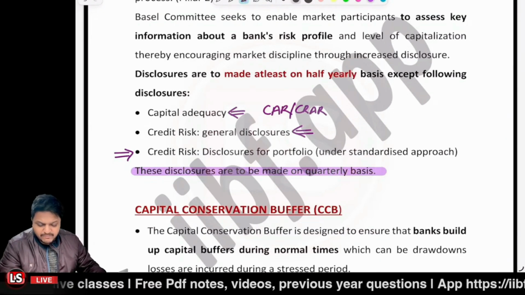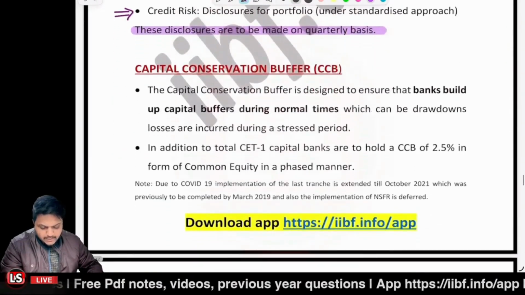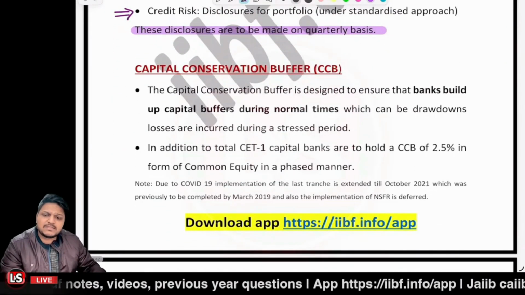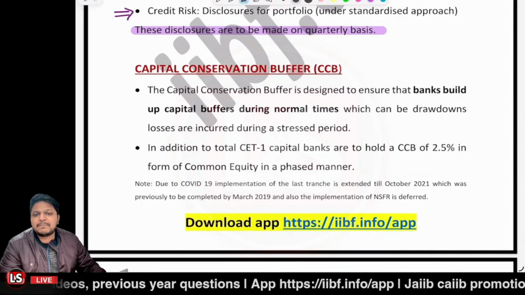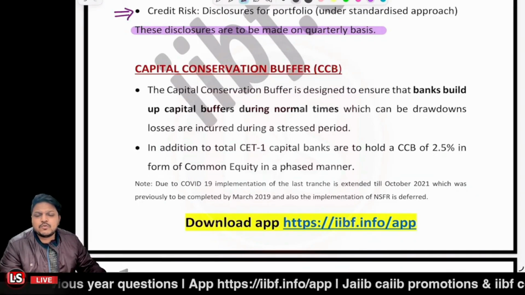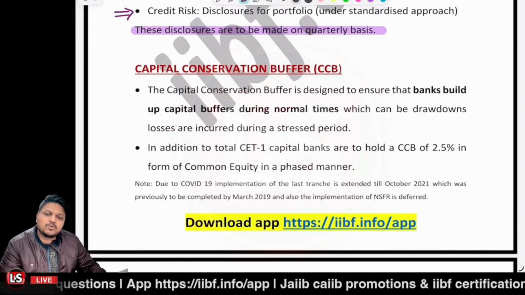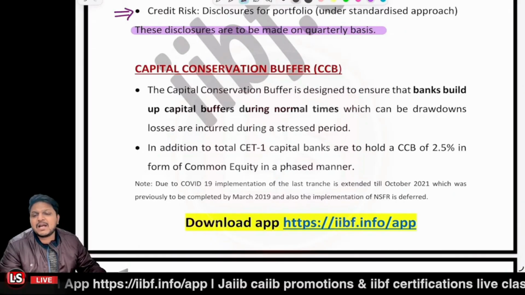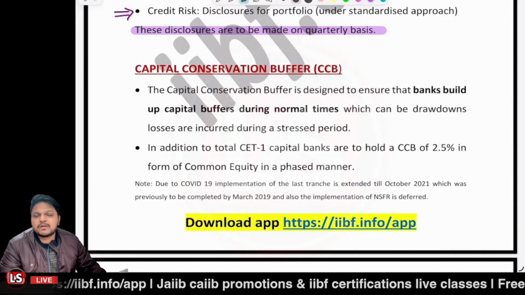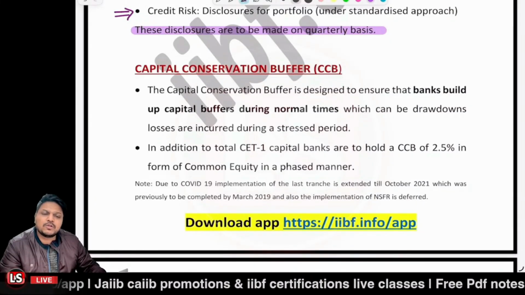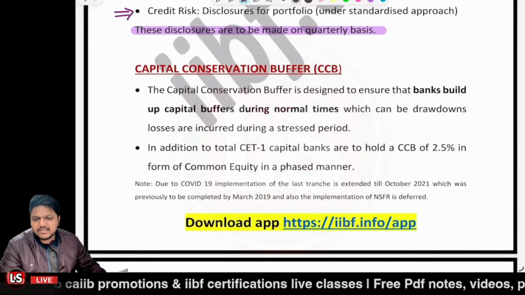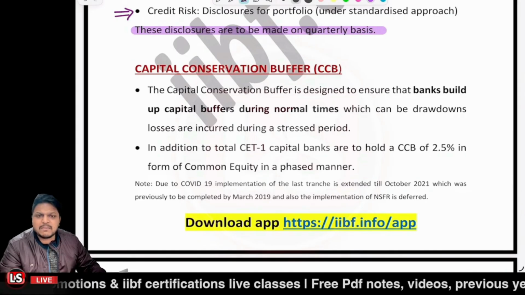We are going to cover each and every single point related to it. Now, let's talk about the CCB, that is capital conservation buffer. When the banks are going through normal times, the banks are to prepare a buffer. A buffer is just like a saving that we do for the hard times, right? Let's say you are saving some money for emergency purposes.